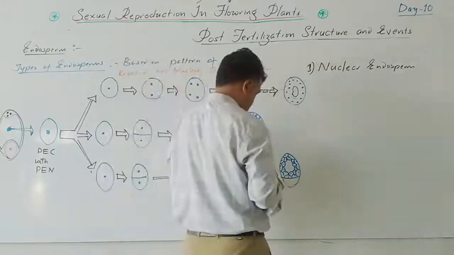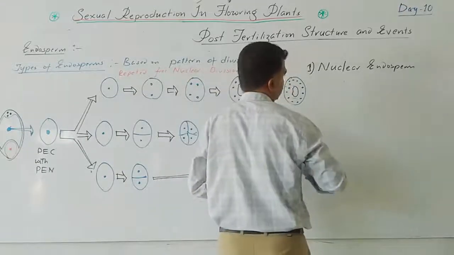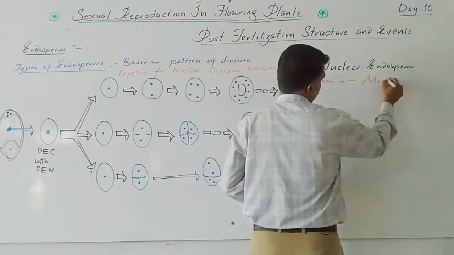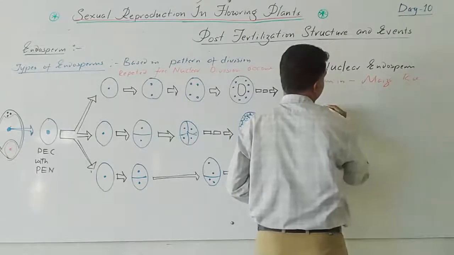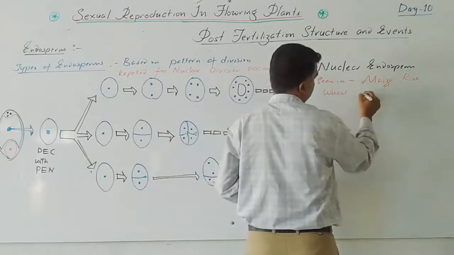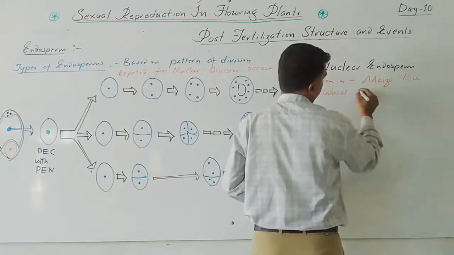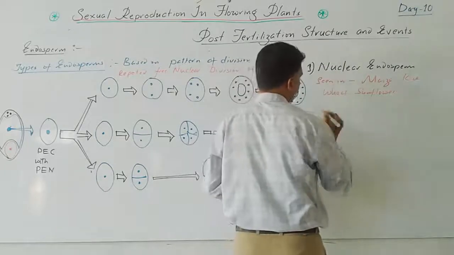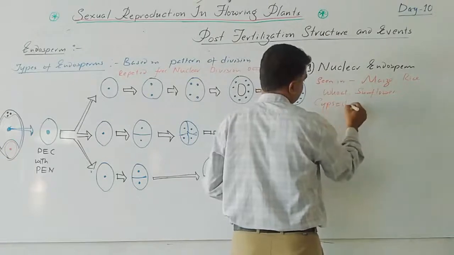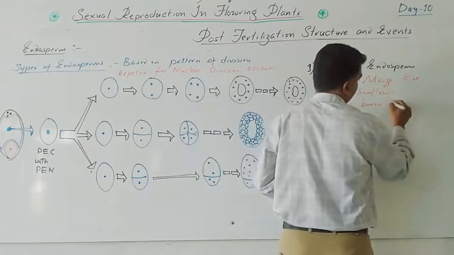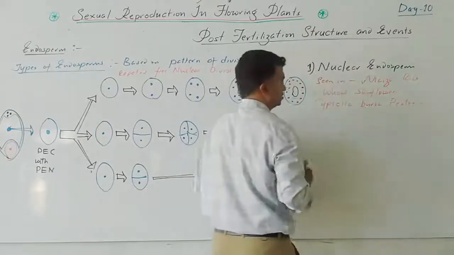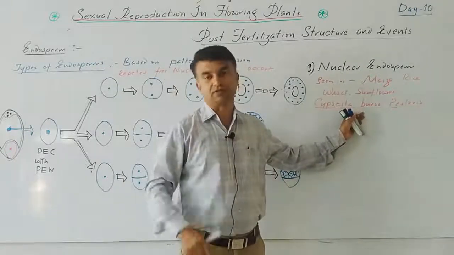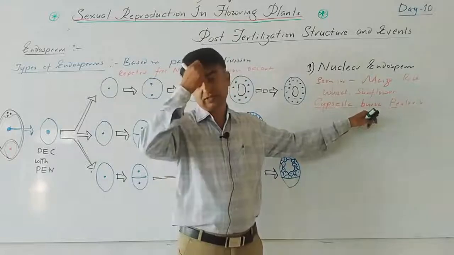Nuclear endosperm is seen in maize, rice, wheat, even sunflower, and one more particular name is given, that is Capsella bursa-pastoris. This name is mentioned in most of the reference books. This is nothing but the shepherd's purse, which is seen more in the northeastern states.